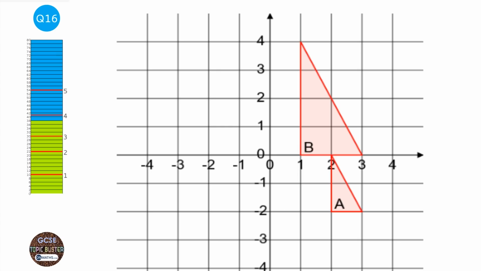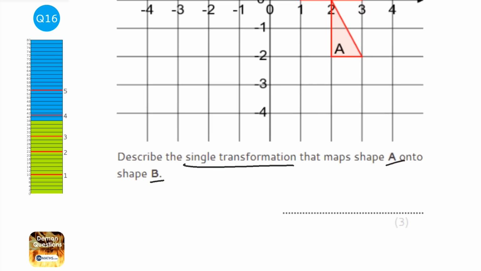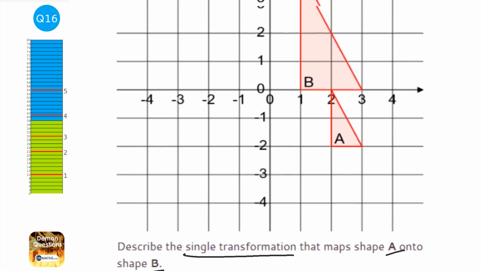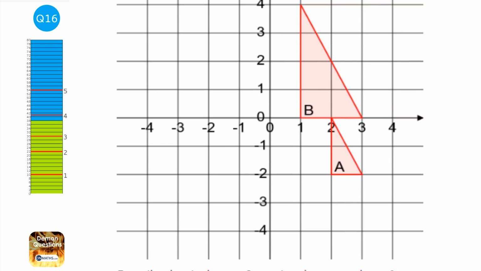Has it been flipped over? Well, no, it's the same way up, so it's not a rotation. The last question is, has it changed size? Well, yes, it has. So it's an enlargement. Now, with enlargement, I can put that into my answer first of all, so it is an enlargement. With enlargement, I need to work out what the scale factor is.